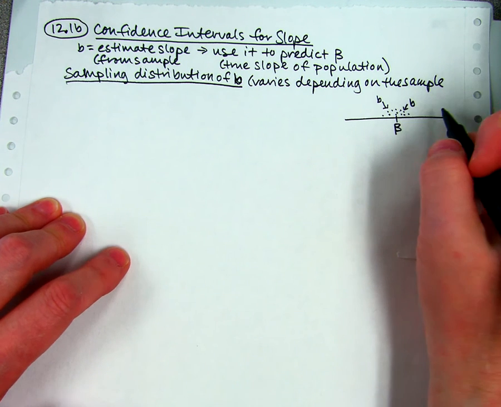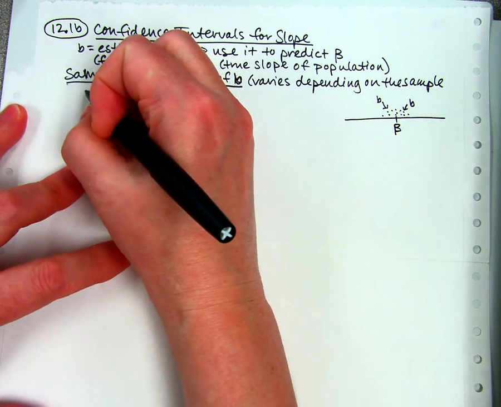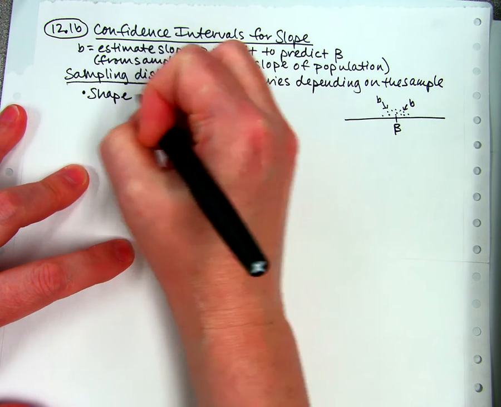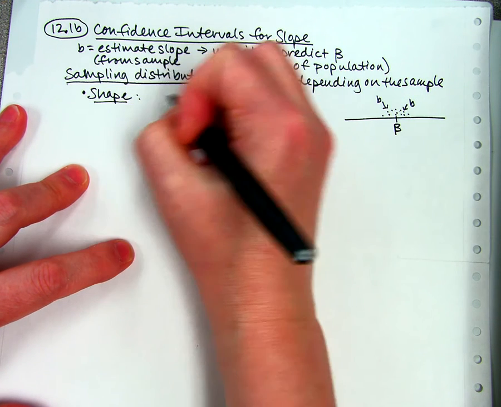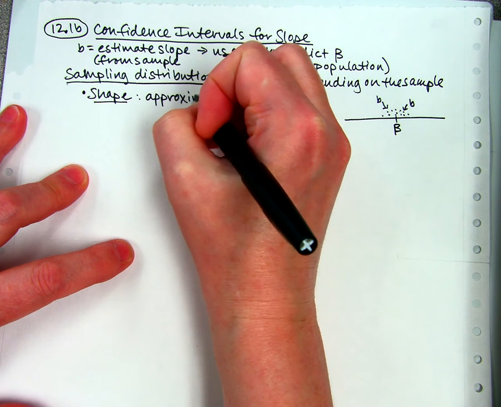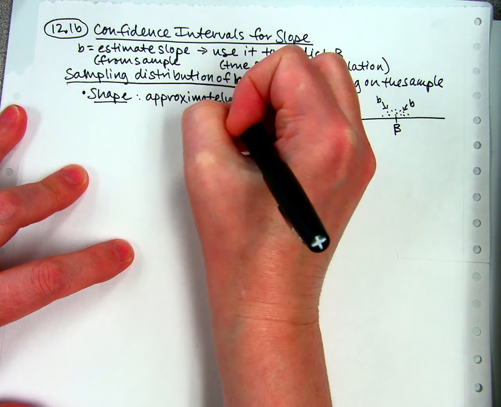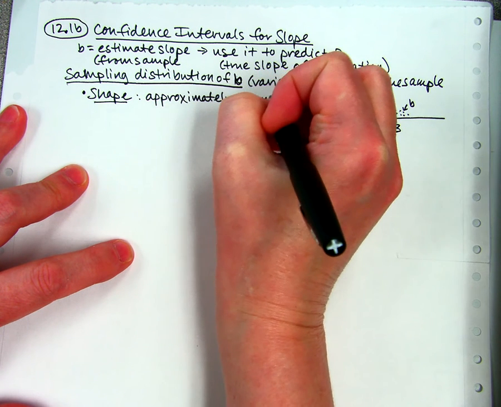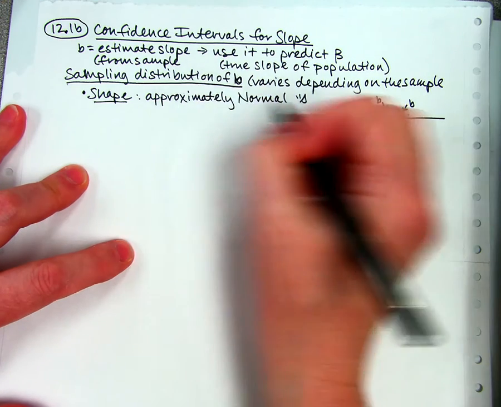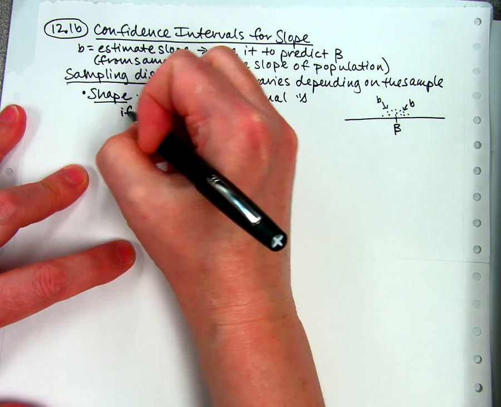Turns out that they do form a normal curve, and we're not going to prove that or anything like that, but the shape of the sampling distribution, yes, you guessed it, is approximately normal. It makes me so happy that we can use what we have learned before about that. Smiley face, because we're happy that that works. The shape is approximately normal if the conditions are met.